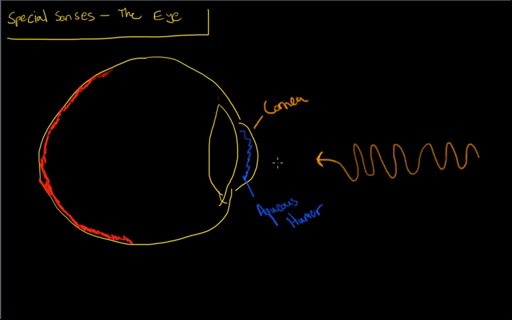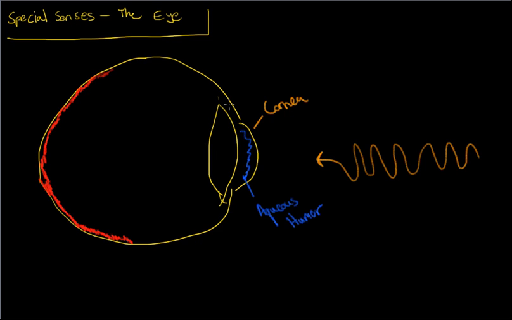That's the outermost segment here that I've drawn. And this is going to focus the light. This is going to begin the focusing process of the light. As the light passes through that, it's also going to pass through aqueous humor, which is a fluid that fills the anterior segment of the eye. The anterior segment. And this is very fluid-like. It's not gelatinous.